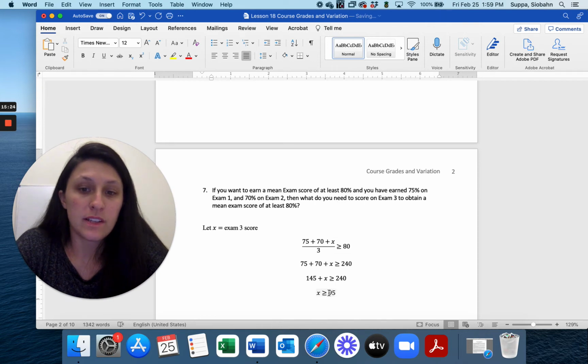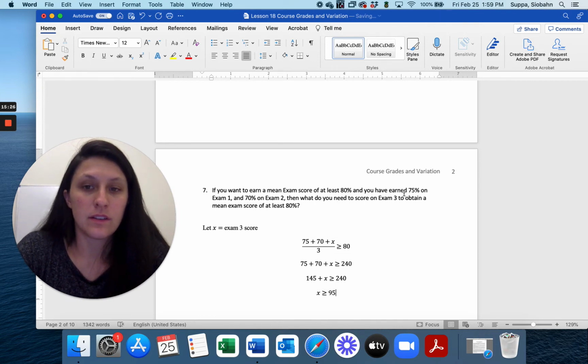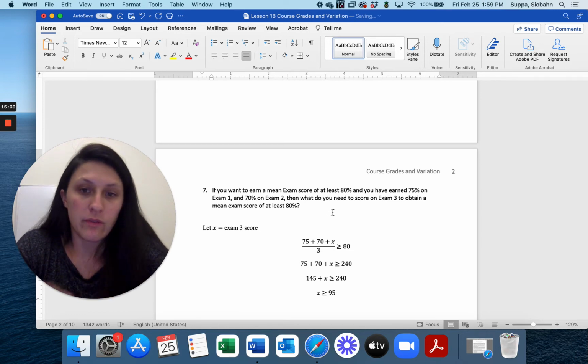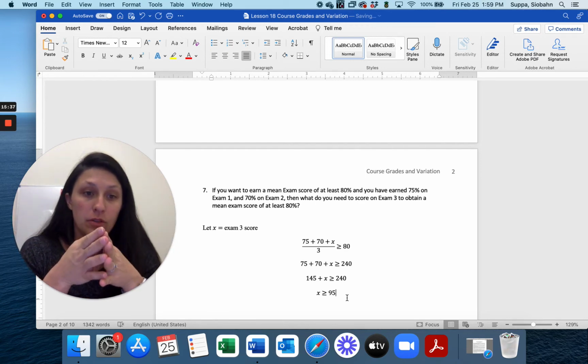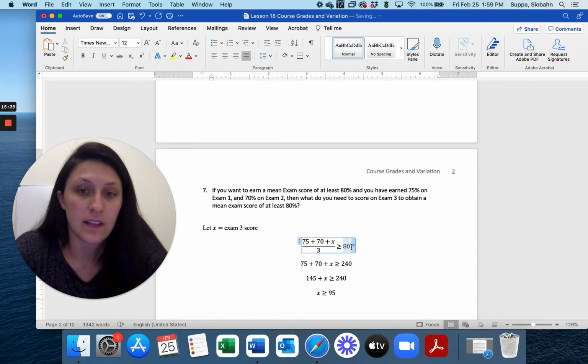And the reason why you need such a high score here is because the first exam was in the 70s and the second exam was in the 70s. So before we even did this calculation, I expected that your third exam would have to be in the 90s to help meet those 70s in the middle where the 80s lie, since you're trying to get to an 80%.